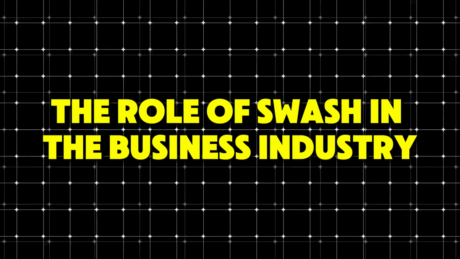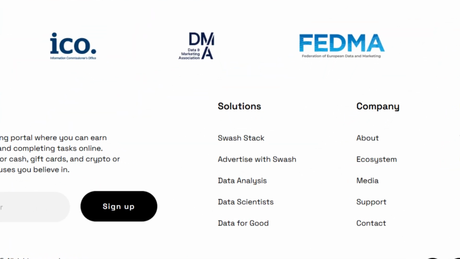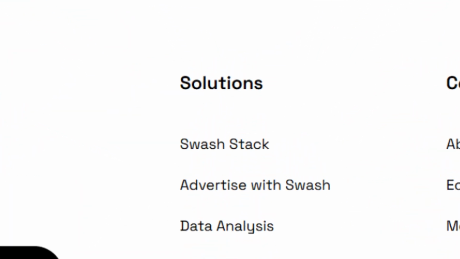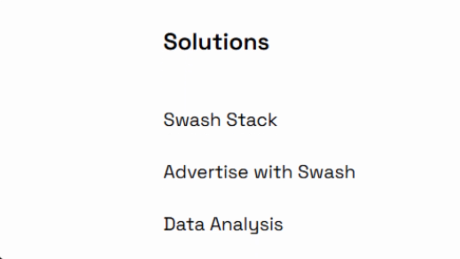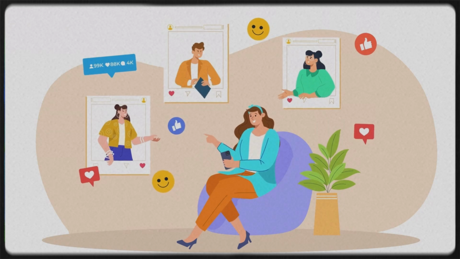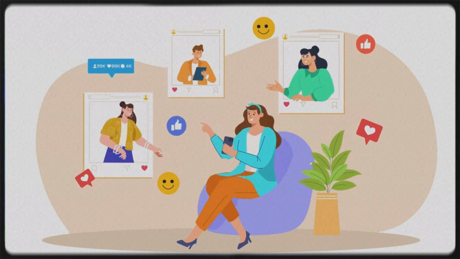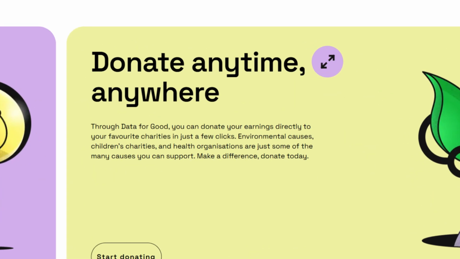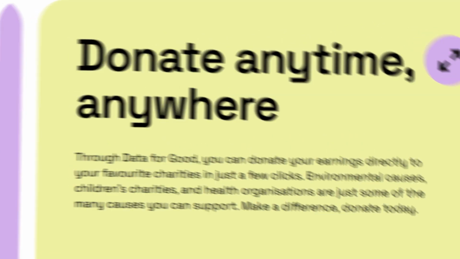Step 7. The role of SWASH in the business industry. SWASH offers a variety of solutions aligned for businesses, advertisers, charities, and data scientists, enabling them to engage easily with the SWASH ecosystem. Data for Good. Donate and receive in the Web3 way.